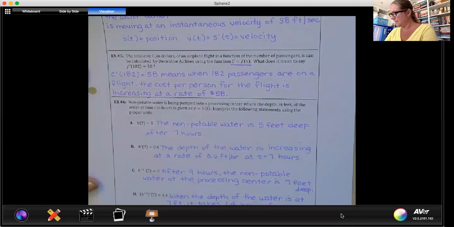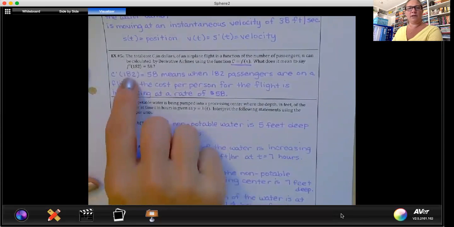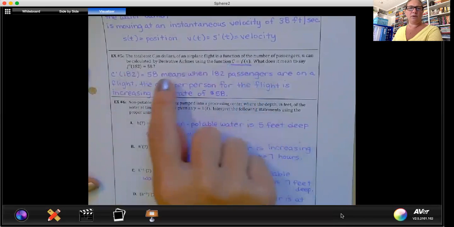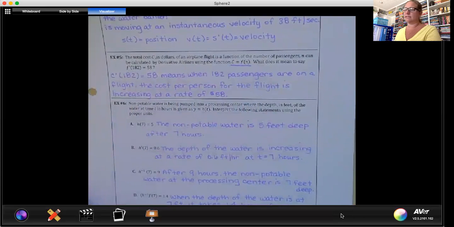Example 5: the total cost C in dollars of an airplane flight is a function of the number of passengers n that can be calculated by Derivative Airlines using the function C equals f of n. What does it mean to say f prime of 182 equals 58? Well, f prime of 182 is going to be the same as C prime of 182. So C prime of 182 equals 58 means when there are 182 passengers on a flight, the cost per person for the flight is increasing at a rate of $58. Again, that positive value indicates that your rate is increasing.